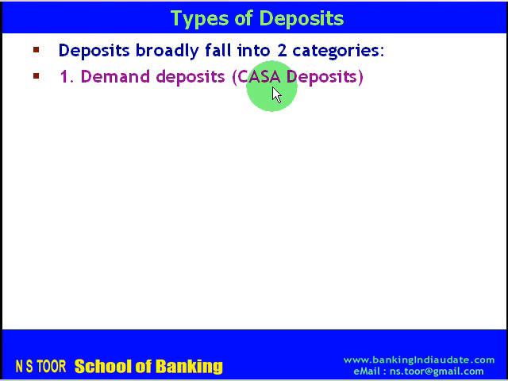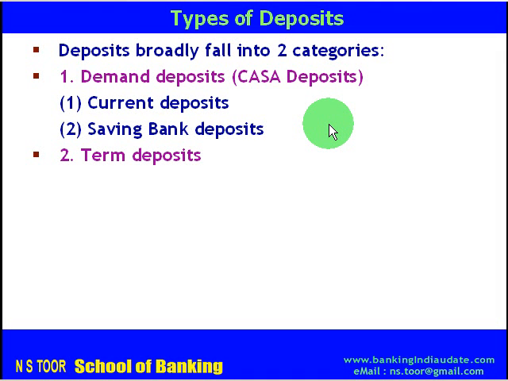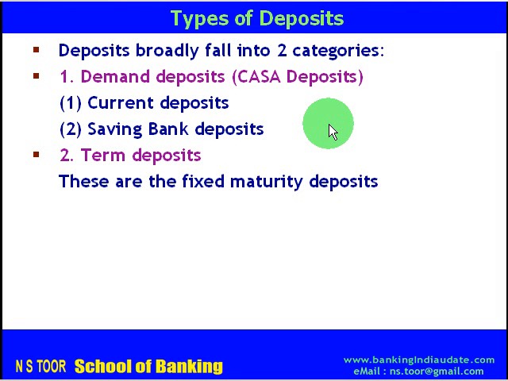So as the name suggests, demand deposits have two segments. One segment is current account deposits, or current deposits. The second one is saving bank deposits. So the second category is term deposits. Term deposits are the deposits which have a fixed maturity period. So the deposits with a fixed maturity period are called term deposits.